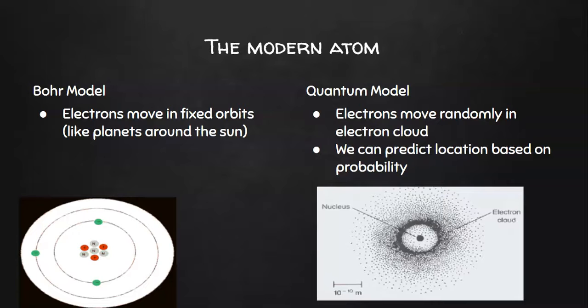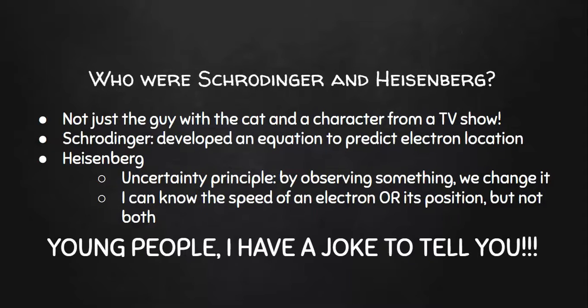Okay, so in our modern model, we know that electrons move randomly in the electron cloud, and we can predict their location based on probability. Schrödinger and Heisenberg were two of the people that contributed to this model. Schrödinger developed an equation to predict electron location, and Heisenberg developed his uncertainty principle. The basic take-home message of the uncertainty principle is that we can know the speed of an electron or its position, but we can't know both at the same time.